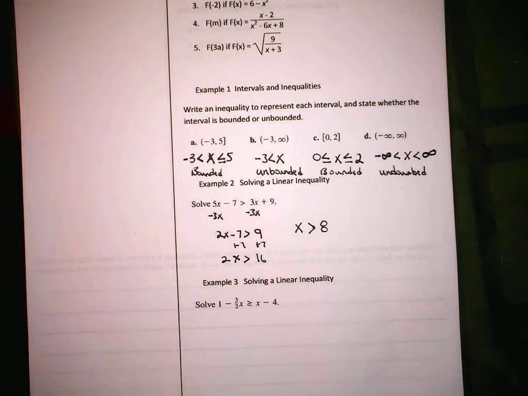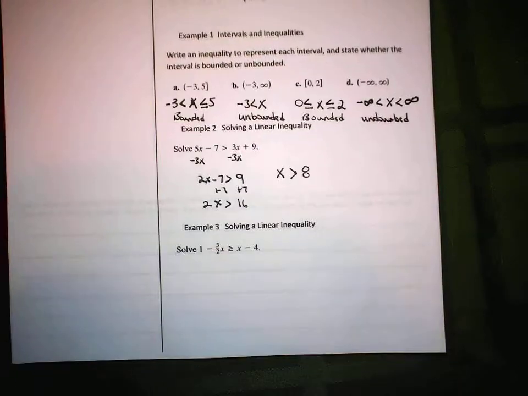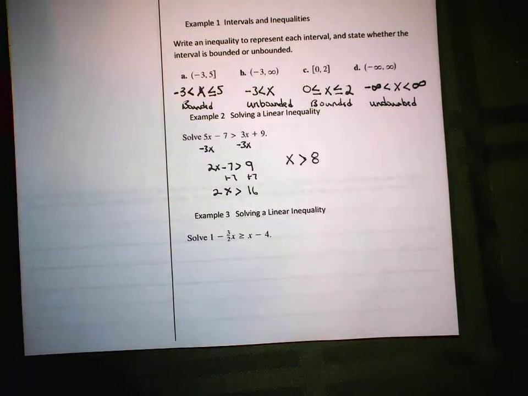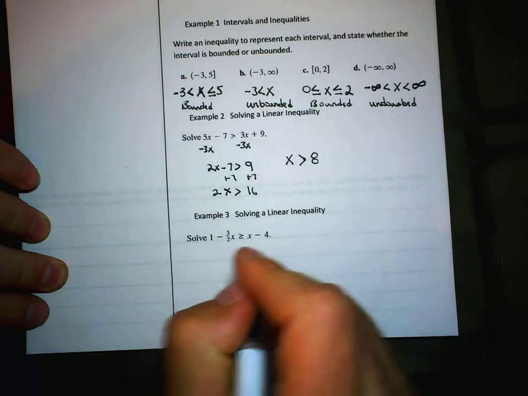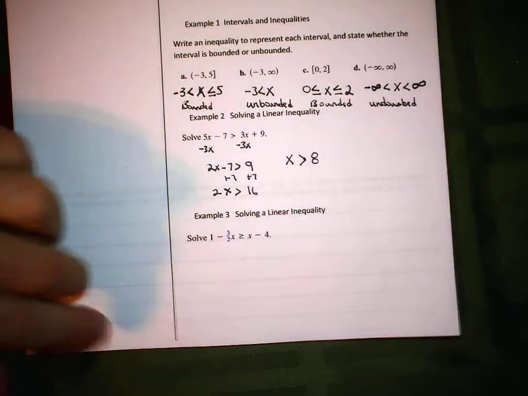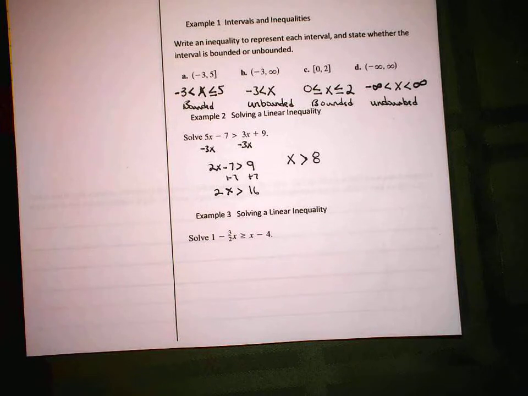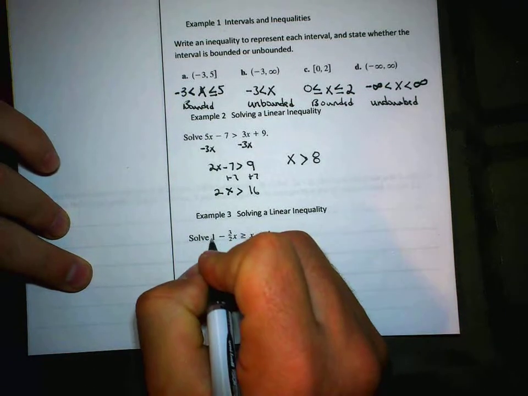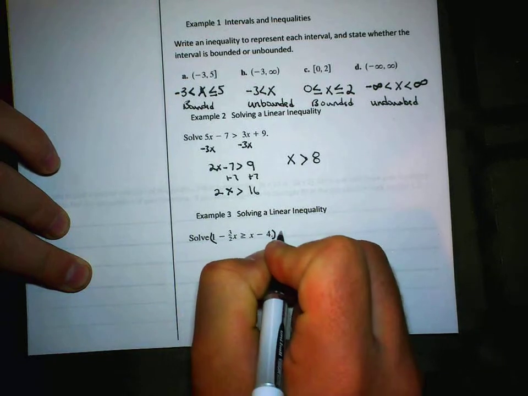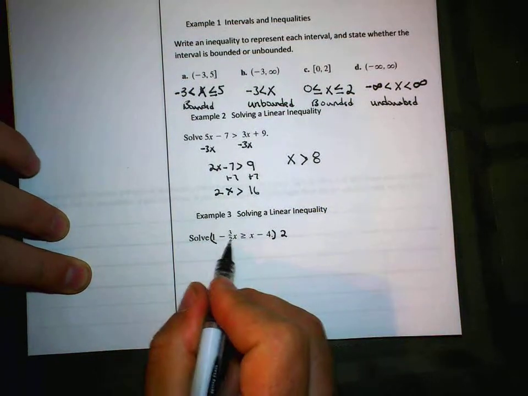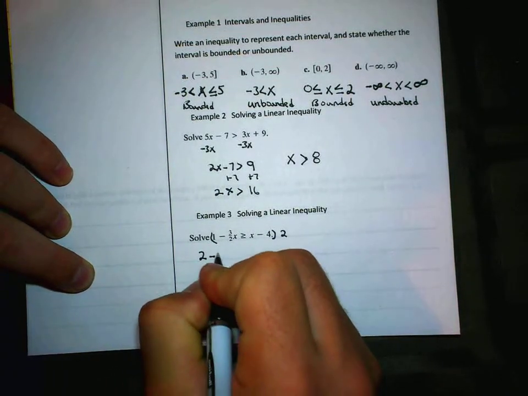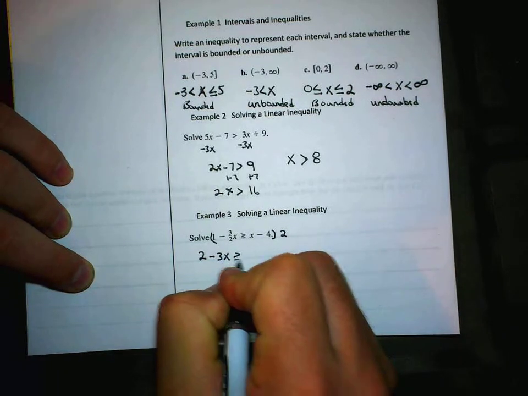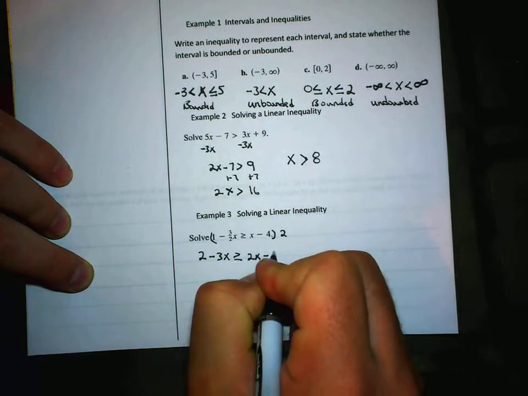Alright? So a little bit more complicated single linear inequality. Let me move this down. We're looking at doing the same thing as far as combining like terms. So which way would be easier for me to start with this one? You know what, let's make this real easy, and let's start by multiplying the entire problem by 2. That way I can get rid of that divide by 2 right there. So if I multiply the entire problem by 2, I'm going to change it to 2 minus 3x is greater than or equal to 2x minus 8.